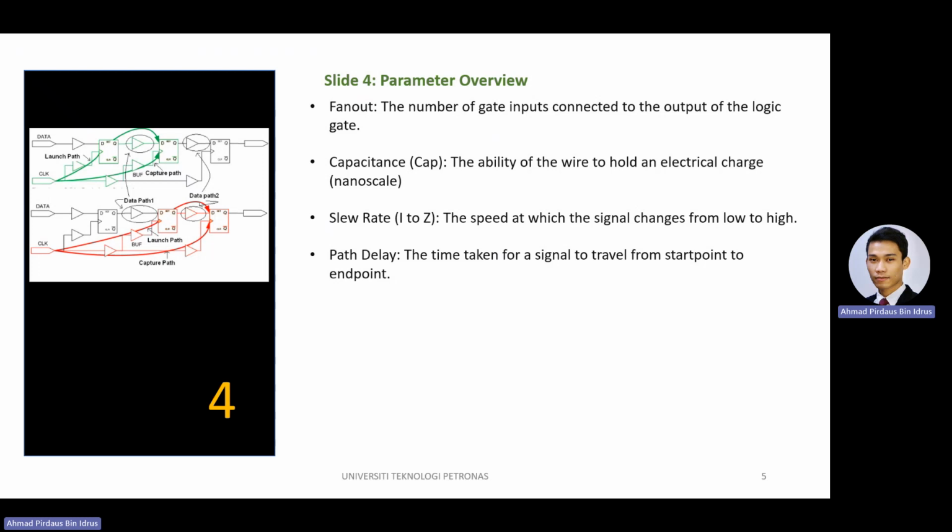And then we're coming to the parameter overview. The fan out is the number of gate inputs connected to the output of the logic gate. The capacitance, or cap, means the ability of the wire to hold an electrical charge, in the nanoscale range. The slew rate I to Z is the speed at which the signal changes from low to high. And path delay means the time taken for a signal to travel from the start point to the endpoint.